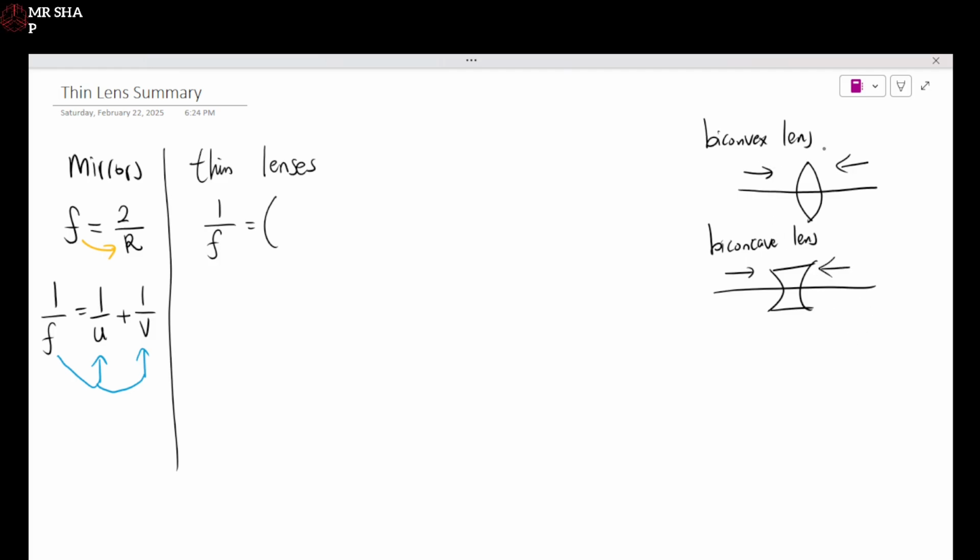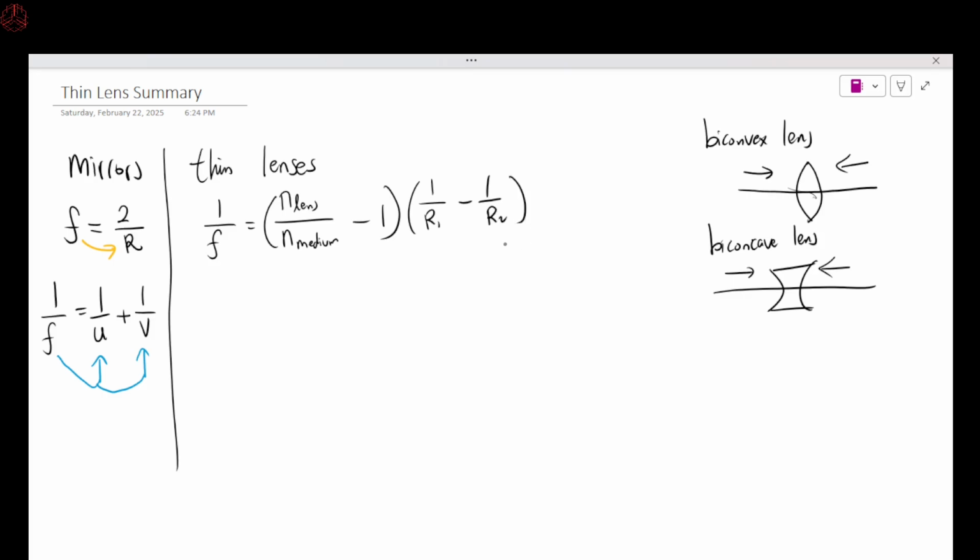So how do I find the focal length based on the radii, radii being the plural for radius? I will have the refractive index of the glass, or the lens. Actually, that would be a better idea, let's just use lens instead. So the refractive index of the lens over the refractive index of the medium that it is in, minus 1, multiplied with 1 over r1 minus 1 over r2.